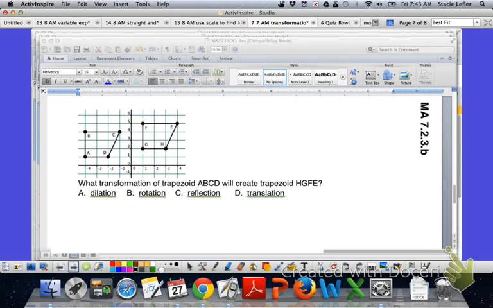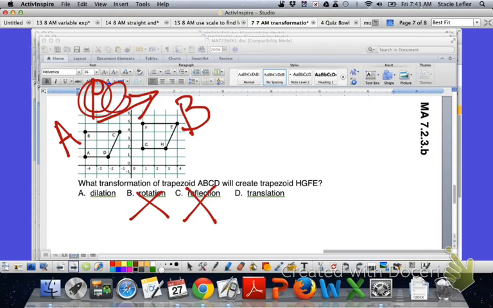What transformation of trapezoid ABCD, I'll call it A here, will create trapezoid HGFE, and I'll call it B here. Pause and make your decision. Well, this one, everything's still facing the same direction. Nothing turned, so it's not a rotation. It is not a reflection. It did not flip over top of any axis. But it does appear that it just slid across a little, up and over. So it probably went over first, and then it went up a little. So that's a translation.